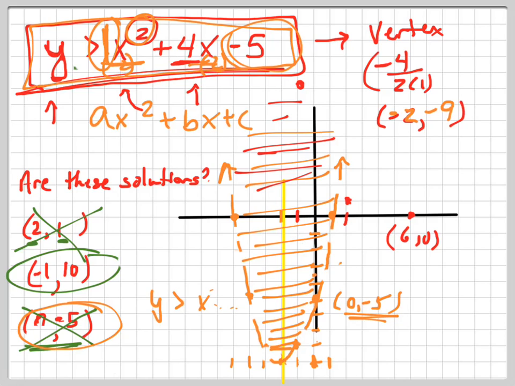And this picture that I drew here represents all of the solutions to that original inequality that I had up there: y is greater than x squared plus 4x minus 5. So that's what solutions are, and how you can plug them in to find them, and how a picture shows you all of the solutions in one quick little setting. That's why they say a picture is worth an infinite number of words.